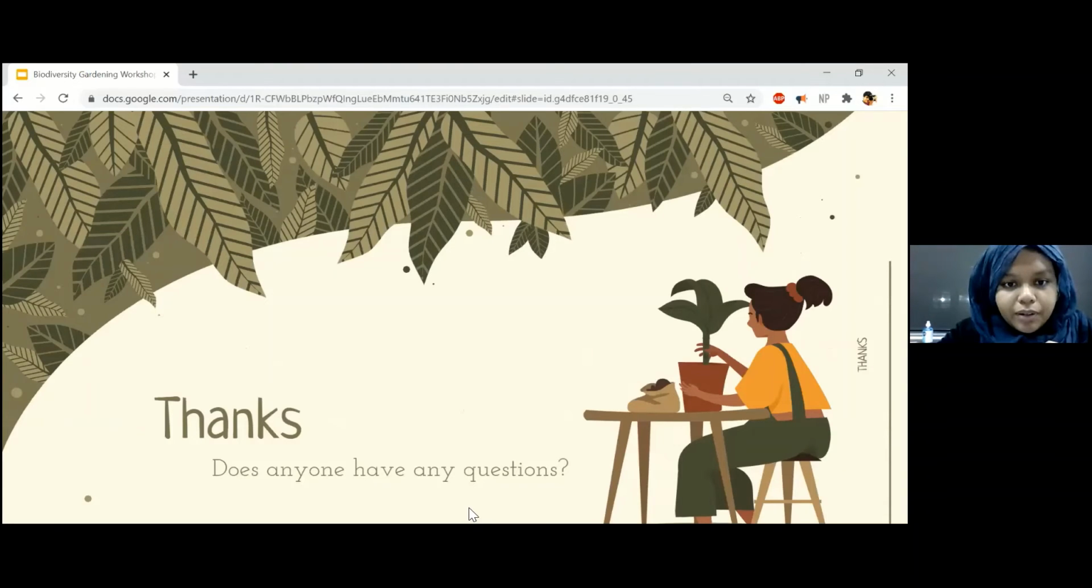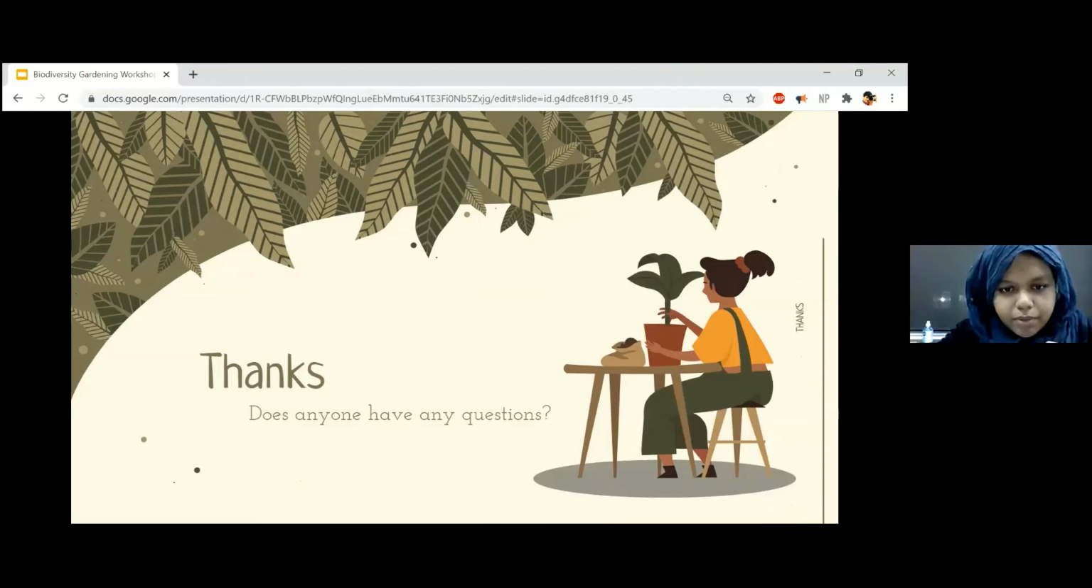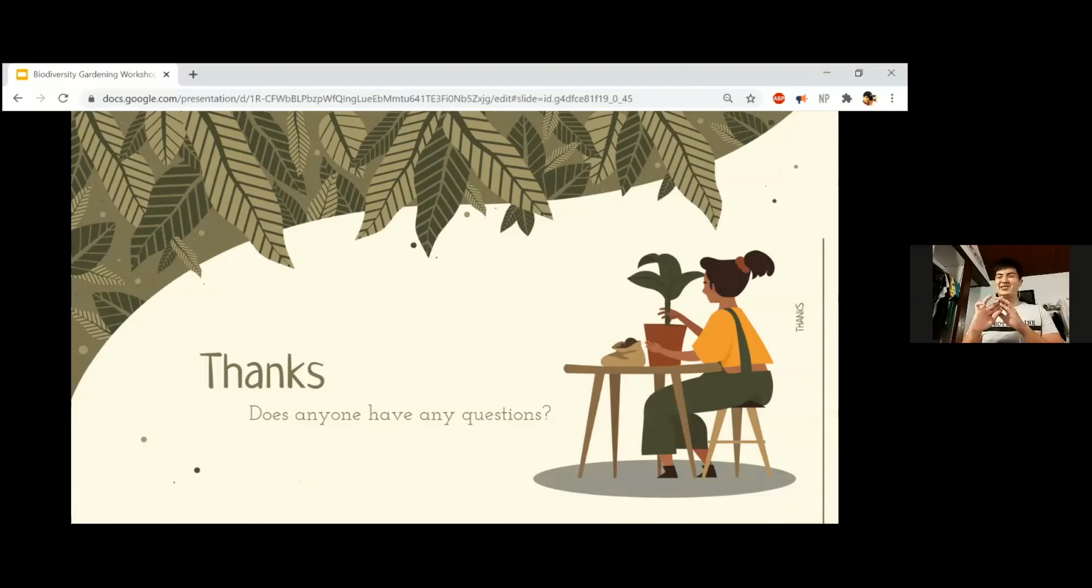I saw earlier somebody in the chat box asked, any examples of local plants that can attract pollinators? If you want to attract pollinators, there are mainly three main pollinators: bees, butterflies, and flies. Flies are also great pollinators as well.